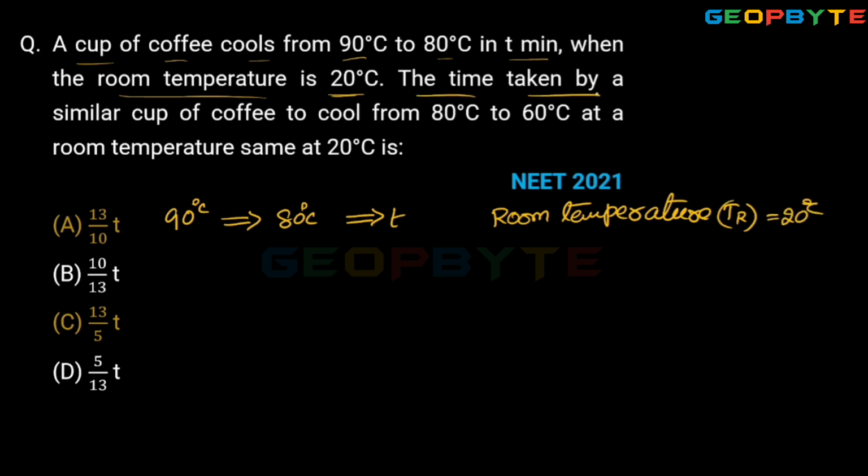The time taken by a similar cup of coffee to cool from 80 degrees centigrade to 60 degrees centigrade at the same room temperature of 20 degrees centigrade. For the second case also the room temperature remains the same, but here the coffee cup is cooling from 80 degrees centigrade to 60 degrees centigrade. What is the time required? Let that time required be T dash. This T dash is how much? Got the meaning of the question?